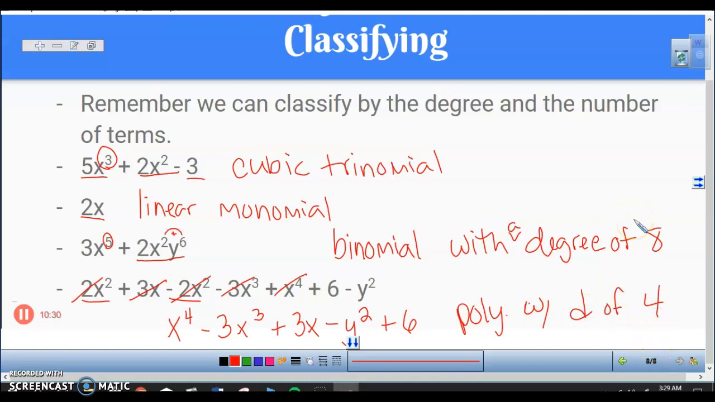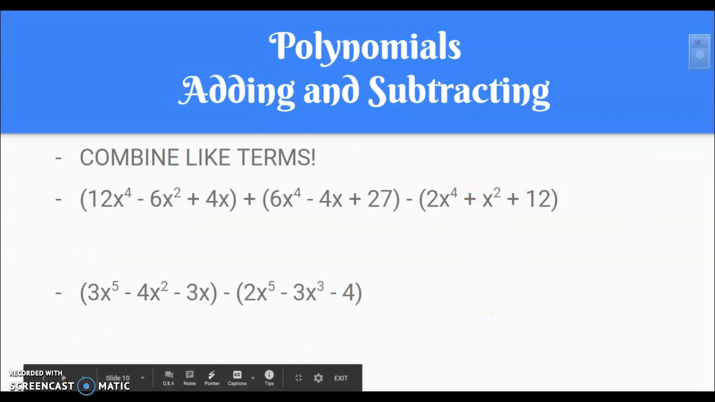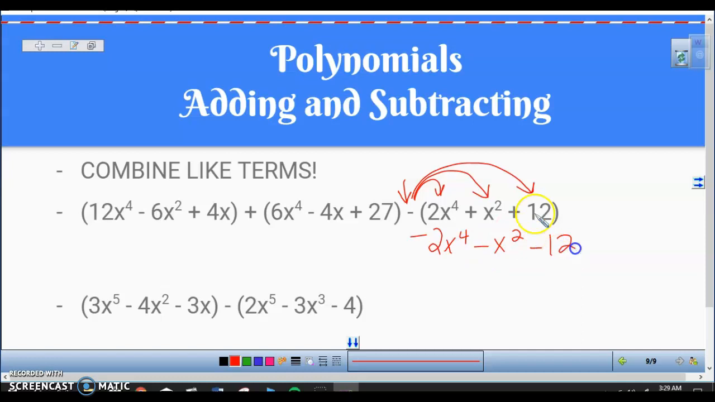Once again, if you have issues with that, you can go back and review your notes and other materials. Adding and subtracting polynomials. Remember to combine like terms here. That's all you're doing. If you don't see any subtraction, you can go ahead and just combine. But I do see some subtraction. So remember, I need to distribute this negative. That would give me negative 2x to the 4th minus x squared minus 12. This entire term is gone.